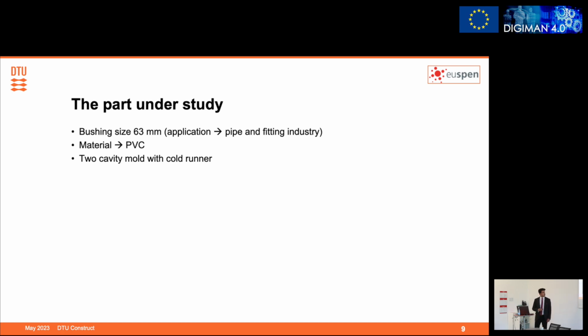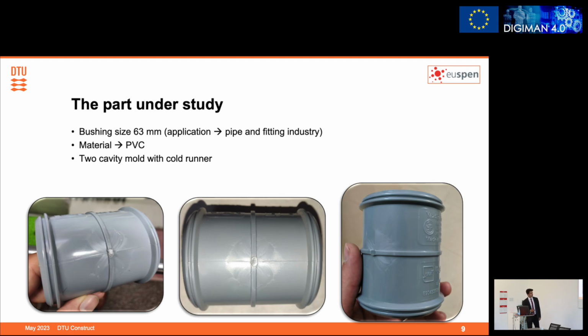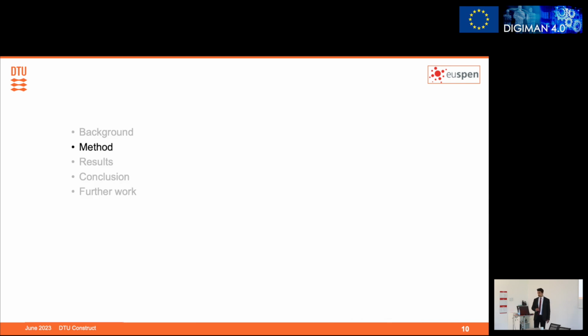So here are some other pictures of the same part. You can see that the blush defect occurred in almost all of them. So it seems to be very necessary to conduct a study on blush defect. Now I want to talk about the method that we adopted during that study.